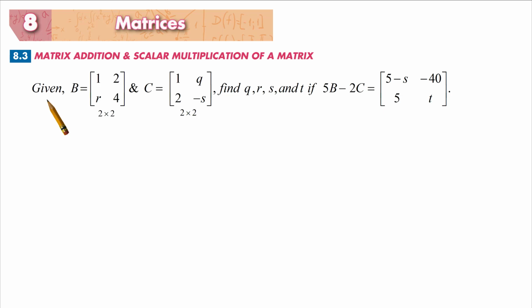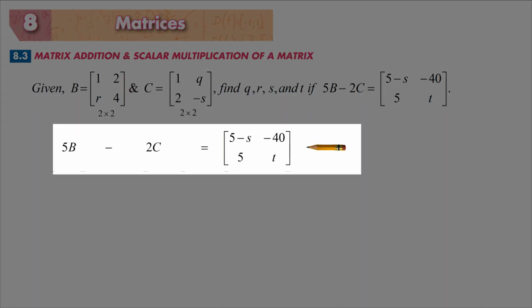Let's look at one last example. Given two 2 by 2 matrices B and C, we are to find the values of Q, R, S, and T, given that 5B minus 2C equals this final matrix. Apply what we have just learned. Rewrite the given matrix equation.